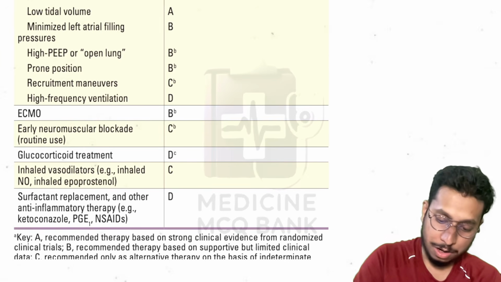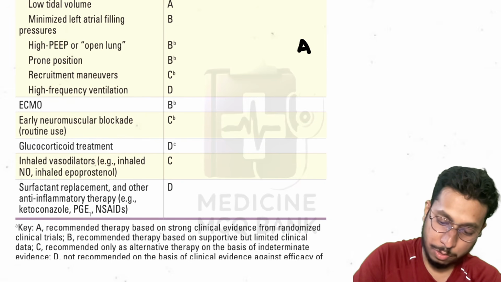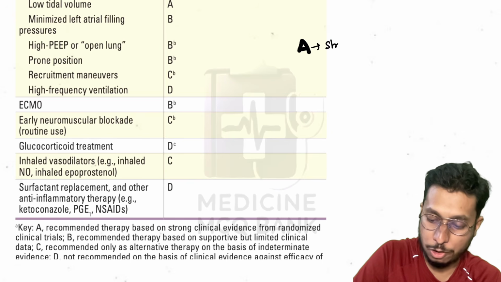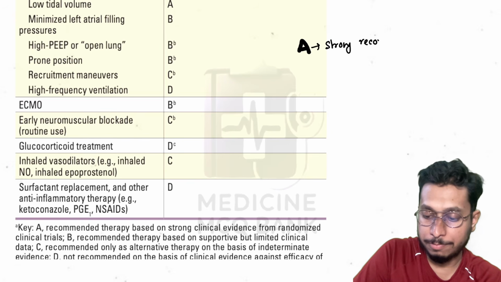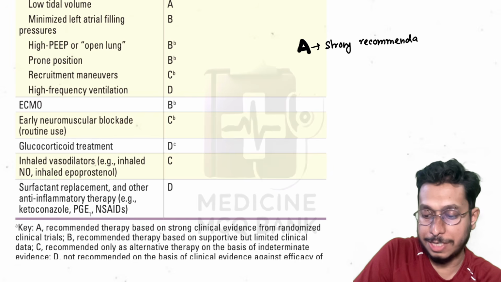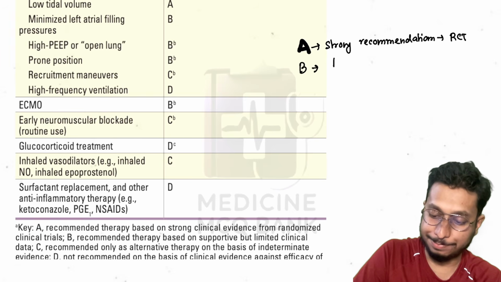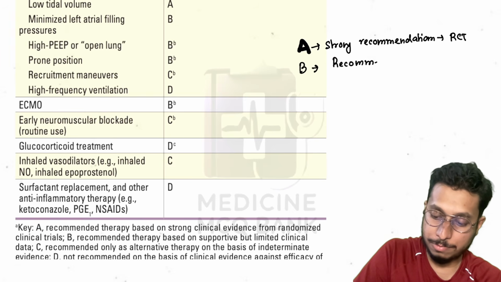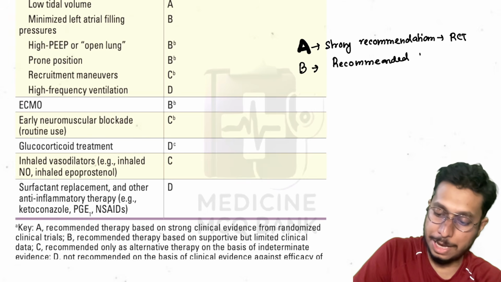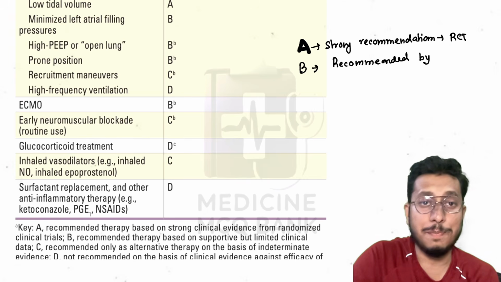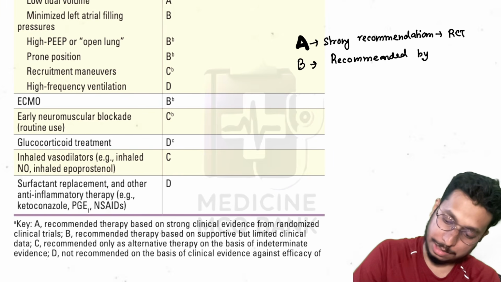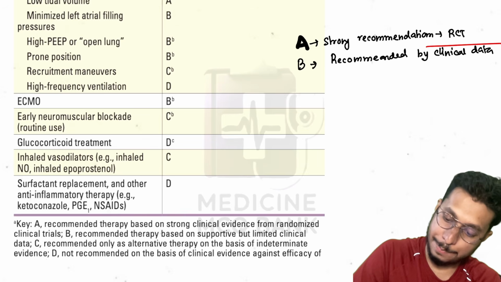A is the one which is a very strong recommendation based on RCTs. B is recommended based on clinical trials or defined investigation, but the clinical data is limited. Okay, it is B.